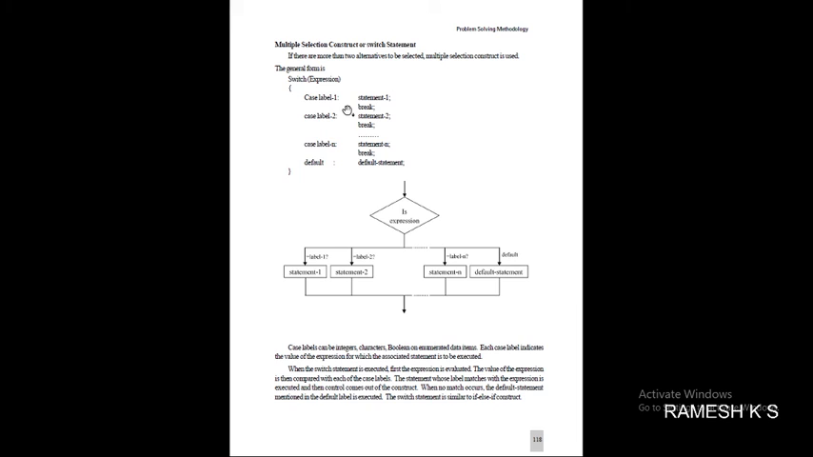So the last one is the multiple selection construct, or switch statement. What will a switch statement do? Switch statement means if there are more than 2 alternatives to be selected, the multiple selection construct is used. Suppose case 1 is matched, statement 1 will be executed. If case 2 is matched, label 2, statement 2 will be executed, it will break and come out from this switch. That is the importance of it.